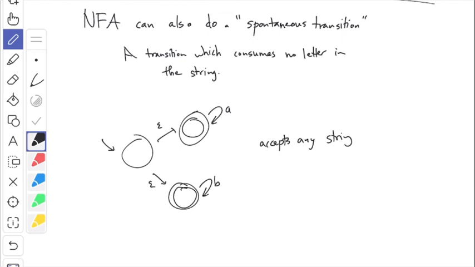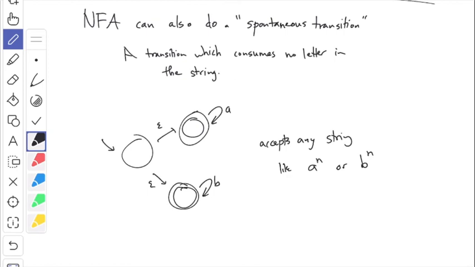Can I say, like, A to the n or B to the n, right? And this would include the empty string if n is 0. It does not accept a string like AB. A string with a mixture of A's and B's cannot be accepted by this NFA. All right?